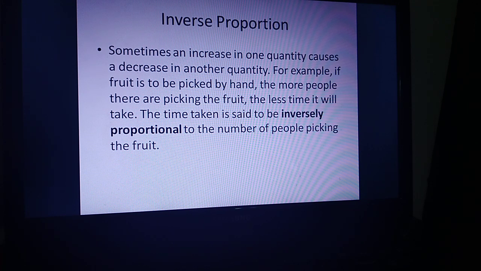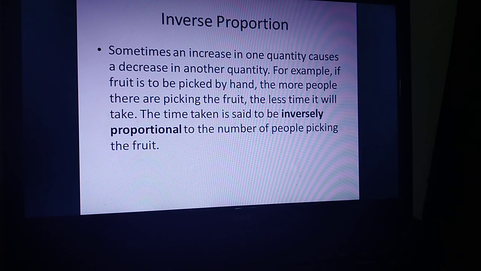For example, if we are picking fruit by hand, the more people that are picking the fruit, the less time it will take. See, more people need less time. And this is what we mean by inverse proportion. التناسب العكسي بالعربي. So two values are related, but they change in opposite direction. If one increases, the second one will decrease, and vice versa.